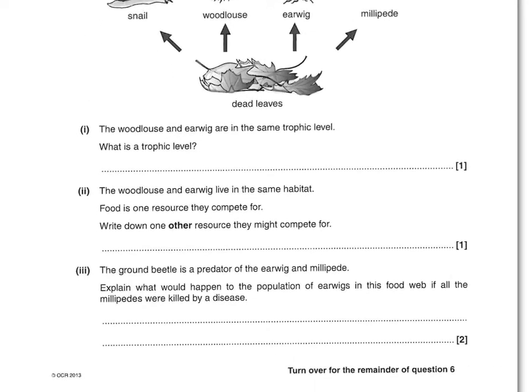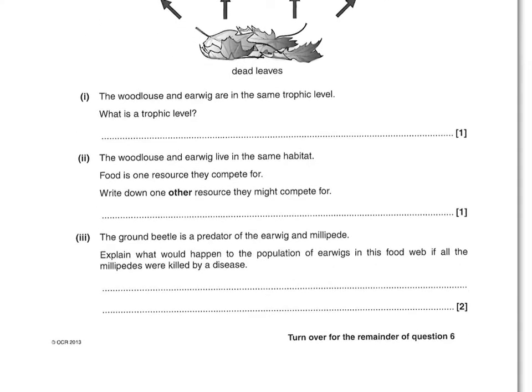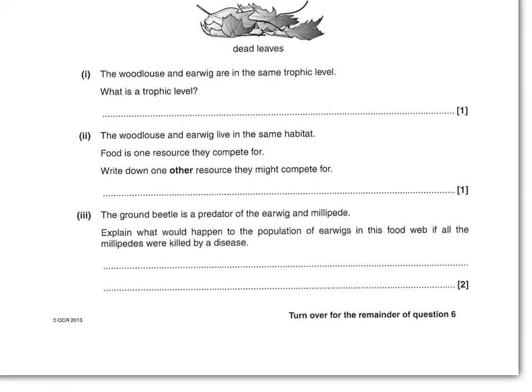The woodlouse and earwig live in the same habitat. Food is one resource they compete for. Write down one other resource they may compete for. So any of these: water, shelter, or places to breed. Obviously you can't say food because that's already been said in the question.